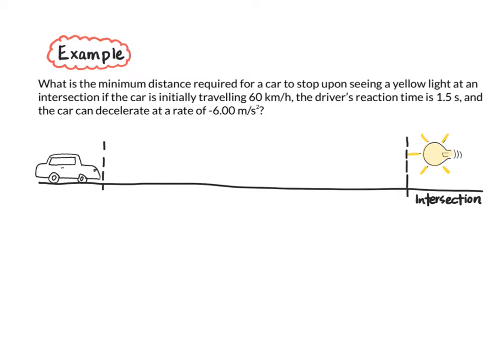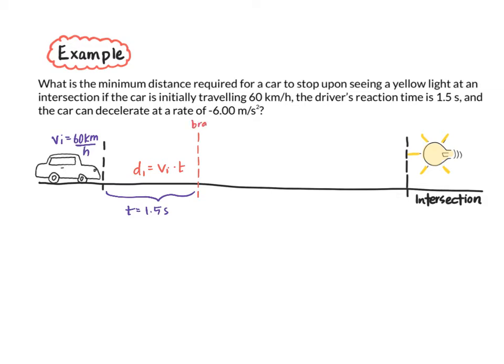All right, so what is the minimum distance for a car to stop upon seeing a yellow light at an intersection if the car is initially traveling at 60 kilometers per hour? So our initial velocity of the car is 60 kilometers per hour. We see that the driver's reaction time is 1.5 seconds. So the car is going to move for 1.5 seconds before the driver actually applies the brakes. And this we're going to call displacement 1 or distance 1. This is going to equal our initial velocity times that time.